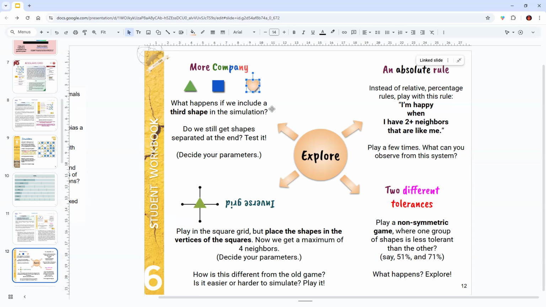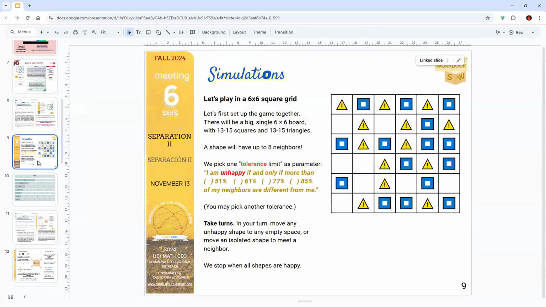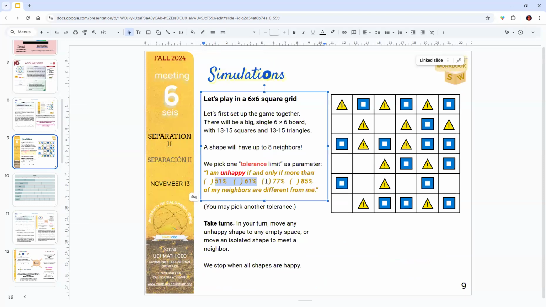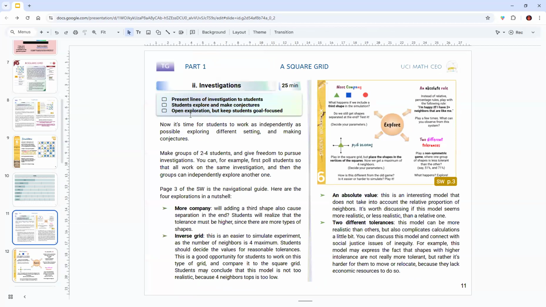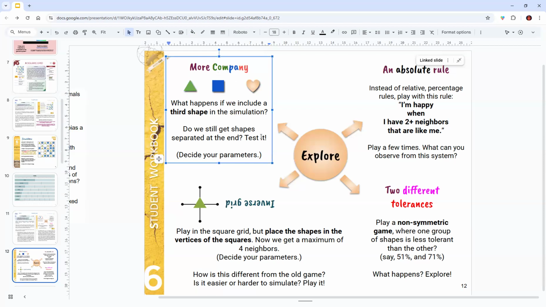The first model is to add 1 more shape and see what happens: do you get more separation, less separation, or really the same? And they also have to decide on the parameters. So the tolerance here, they have to think and say if it's going to be larger or smaller than in the normal model where you had these levels of tolerance. They'll have to think about the effect of having more shapes, and what would be better for tolerance so that this model doesn't go to separation too fast.